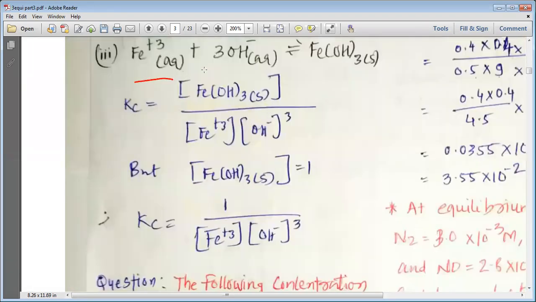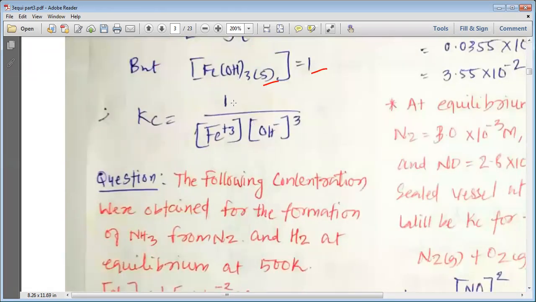We have Fe3+ aqueous plus 3 OH- aqueous, that gives Fe(OH)3 aqueous. So for Kc we can write Fe(OH)3 solid divided by the Fe3+ aqueous into the concentration of OH- to the power 3. But we have already seen that for solid substances the concentration is considered to be unity. So concentration of Fe(OH)3 solid is equal to 1, and therefore Kc is equal to 1 divided by the concentration of Fe3+ multiplied by the concentration of OH- to the power 3.